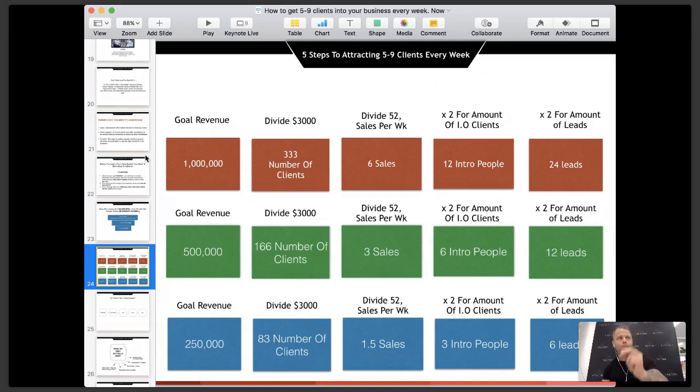We start focusing on the process, not the outcome. We start focusing on 3.3 leads a day, 1.8 leads a day, 0.9 leads a day. The outcome actually takes care of itself.